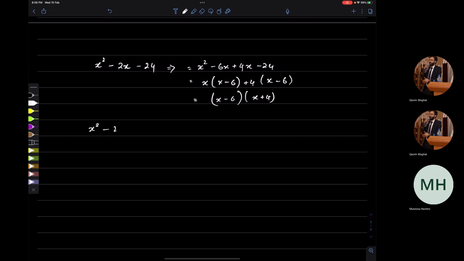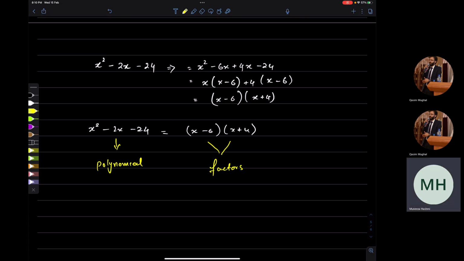So x squared minus 2x minus 24, if I factorize this, I'll get x minus 6 times x plus 4. So I've got two factors here, 1, 2. Both of these are the factors. And this thing over here was the actual polynomial. Okay?